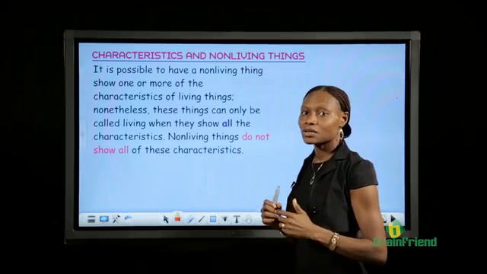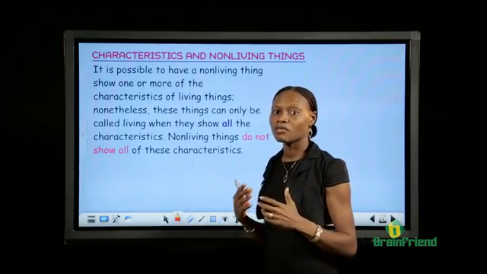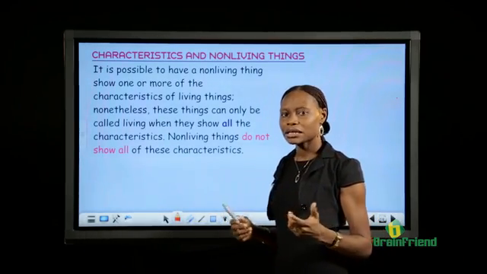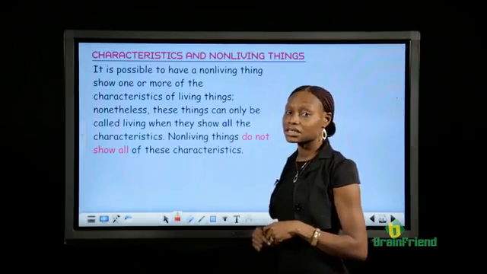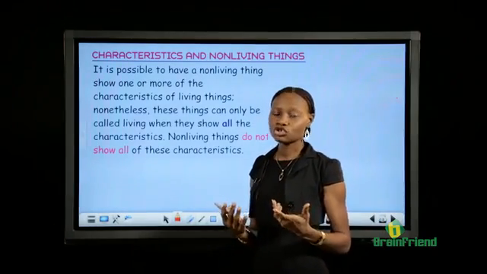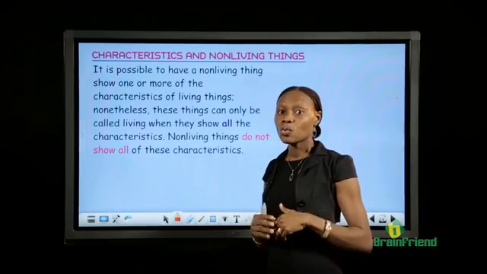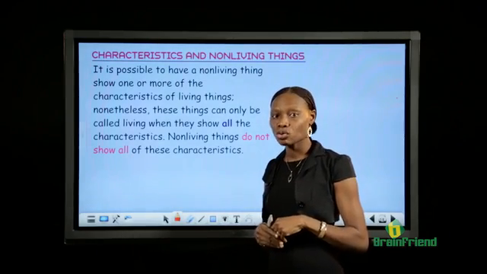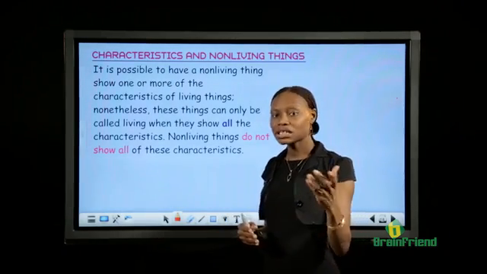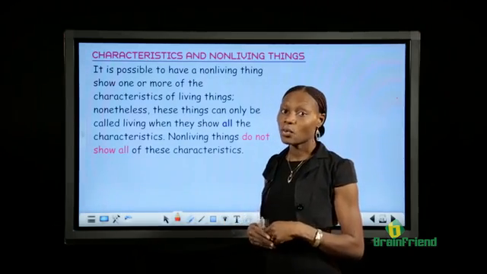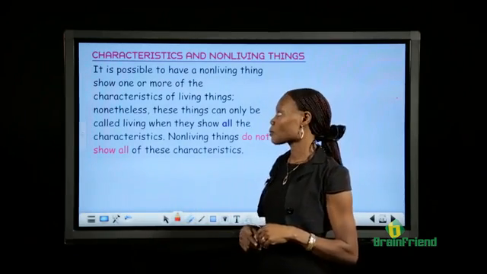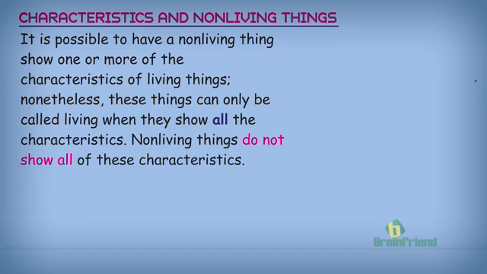As much as we have talked about the characteristics of living things, I want to say that there are some non-living things that seem to show these characteristics we have said the living things show. Then you wonder, why would these other ones be called non-living while they show some of these characteristics? Non-living things will be said to be non-living when they cannot show all the characteristics of living things.